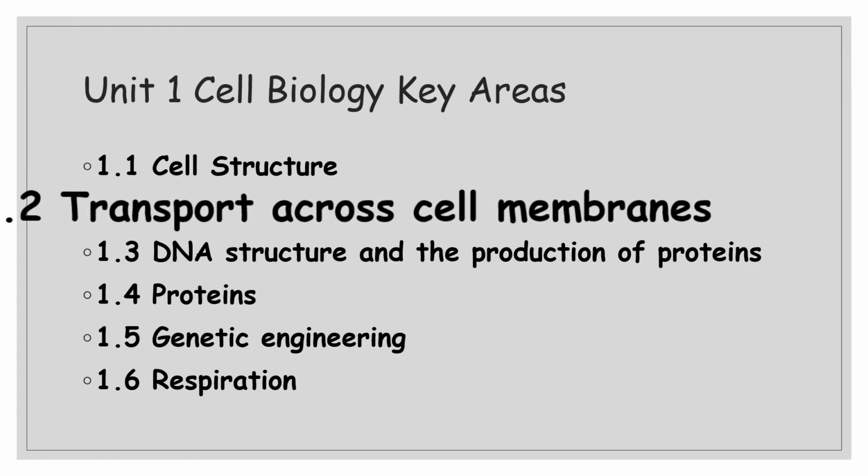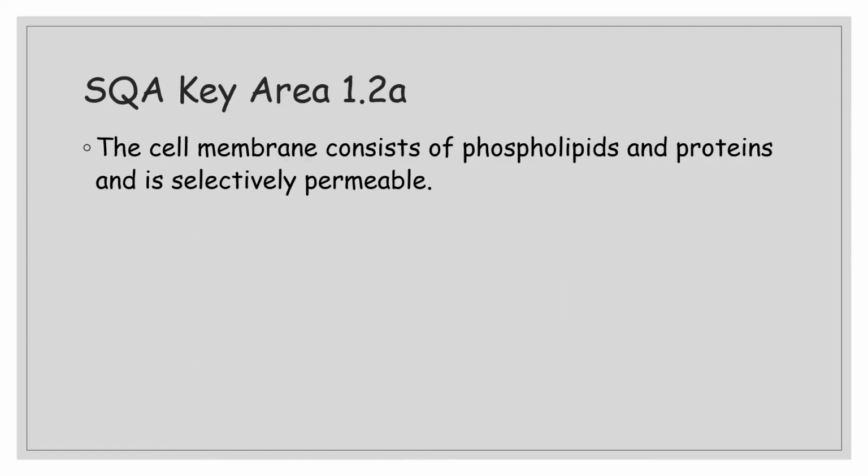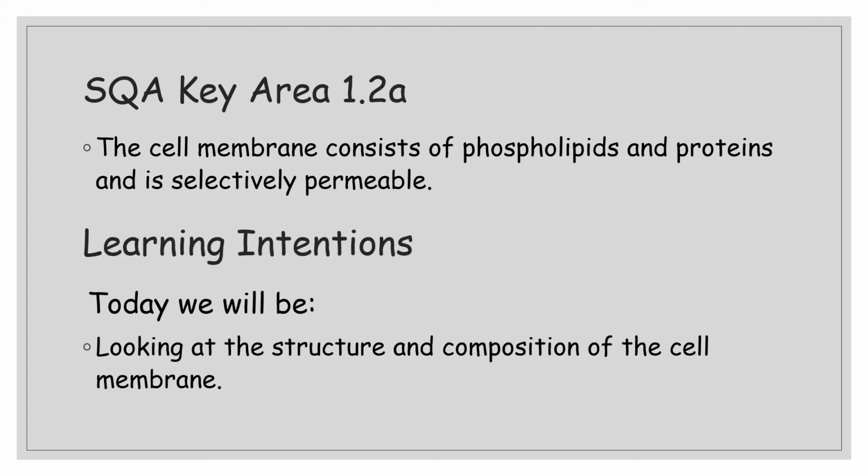So we're going to chunk this up into 2 or 3 video lessons just to make sure it's clear to you. This builds on our first key area 1.1 because we're obviously talking about the cell membrane and how it does its job, and then we'll filter in to the rest of the key areas within cell biology. So in terms of the SQA information, you are required to know that the cell membrane consists of phospholipids and proteins, and it's selectively permeable. That phrase is something we came across in our last video lesson. So obviously my intentions for your learning is that we look at the structure and composition of the cell membrane.